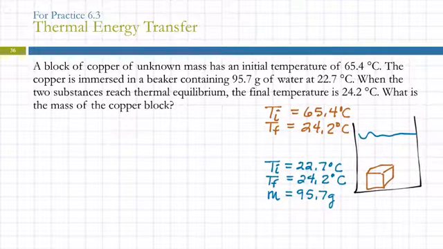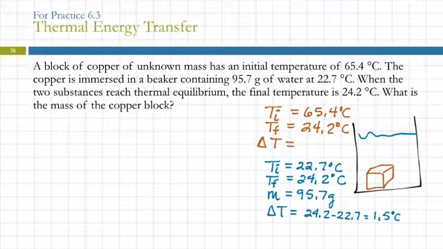Well, we could calculate delta T, right? We could do that. Delta T for the water is the final minus the initial. So 24.2 minus 22.7. I think that's 1.5. We can calculate the change in temperature for the copper. That would be the final. I'm not going to write this out. The final is 24.2, and subtract the initial 65.4, negative 41.2 degrees Celsius. The negative is important. That means the temperature went down.